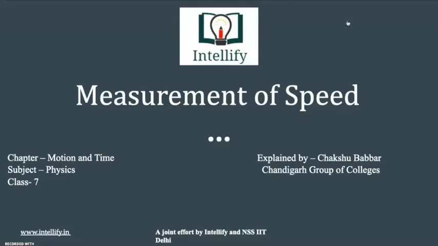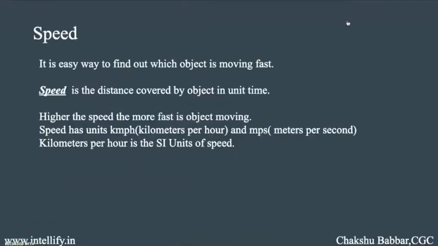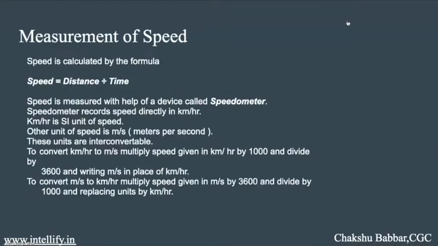Today, our topic is measurement of speed. Speed is the easiest way to find out which object is moving fast. Speed is the distance covered by an object in unit time. The higher the speed, the faster the object is moving. Speed has units kilometers per hour and meters per second.